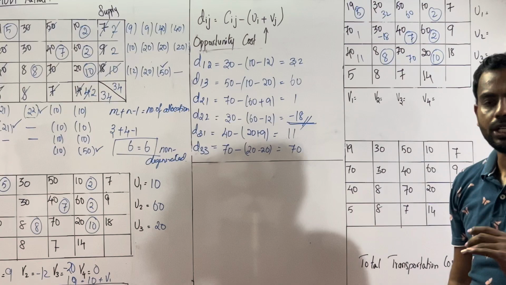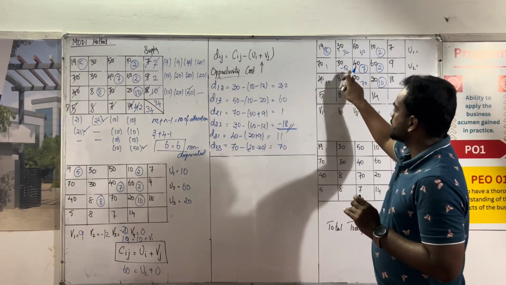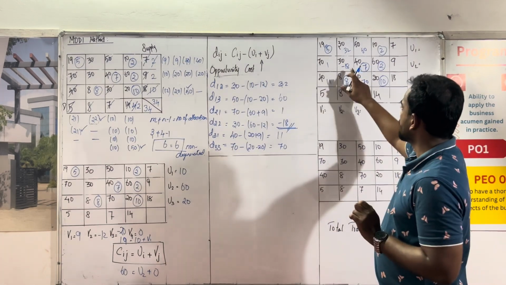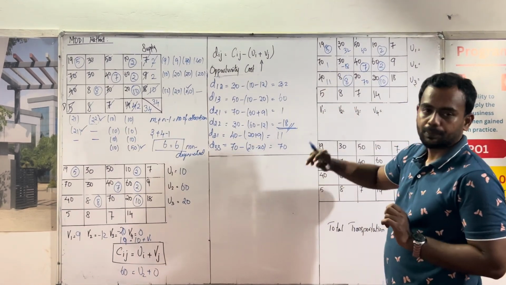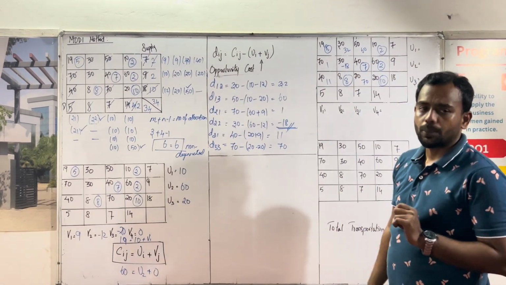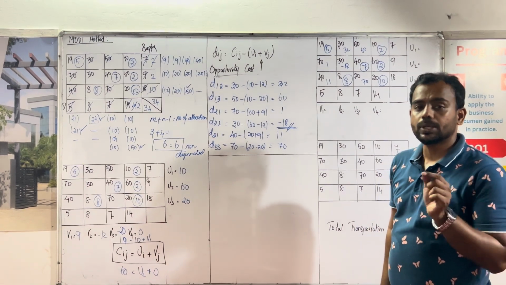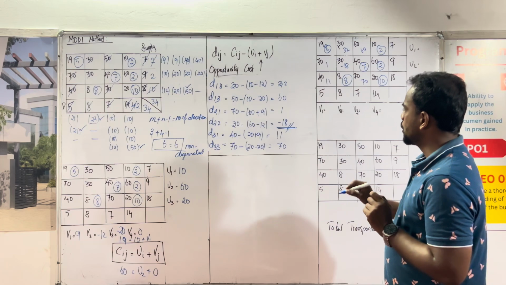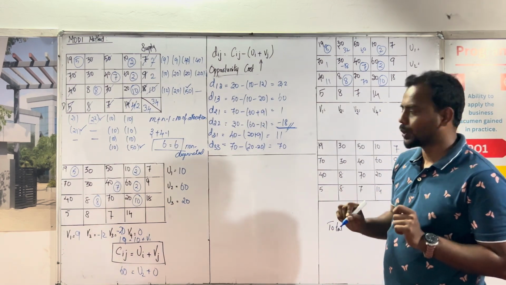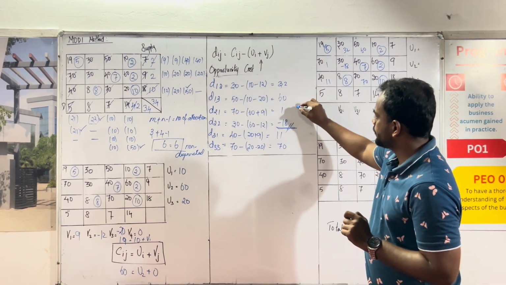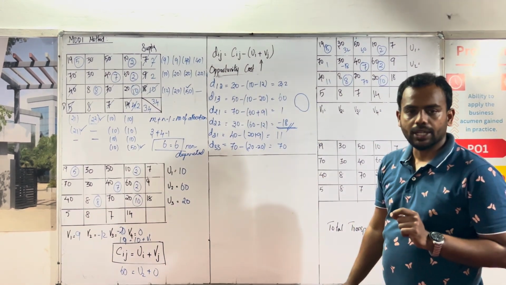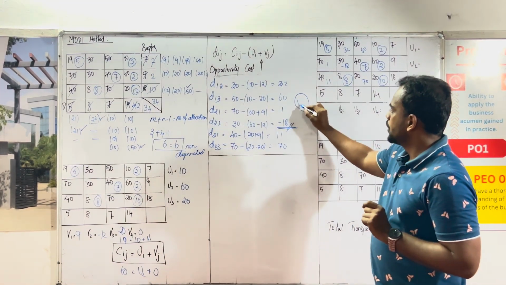Okay, so now what you need to do is, where is the negative opportunity cost, you have to look at. So the negative opportunity cost is here. From the negative opportunity cost, you have to create a loop. So how are you going to do a loop? First let us understand what a loop is. A loop is a thing when you start from one point and you come to the same point. Okay, that is what we call a loop.